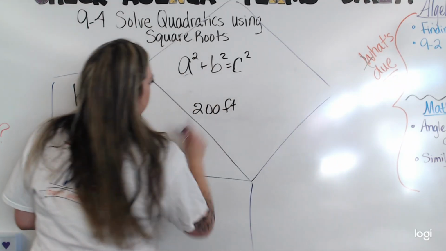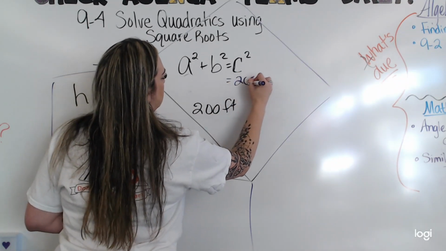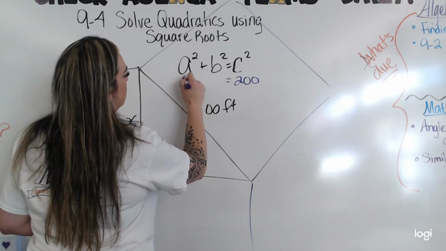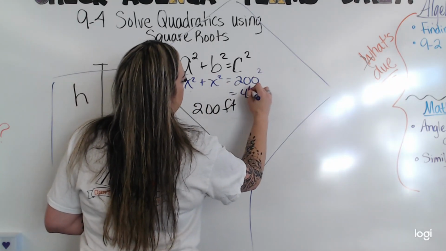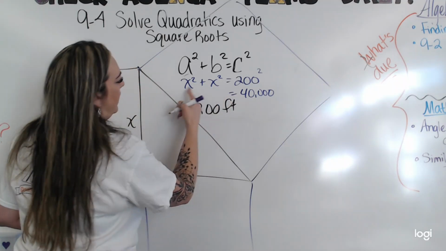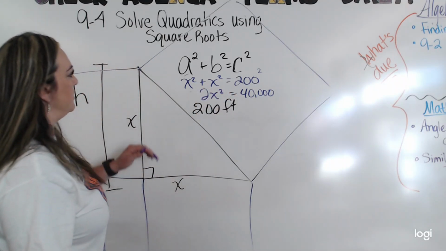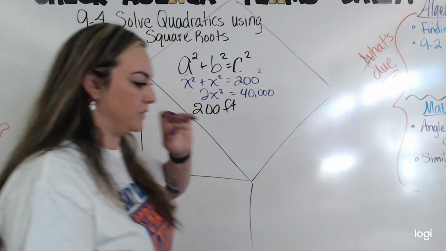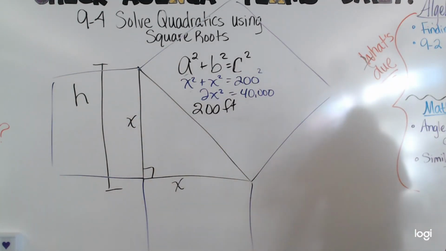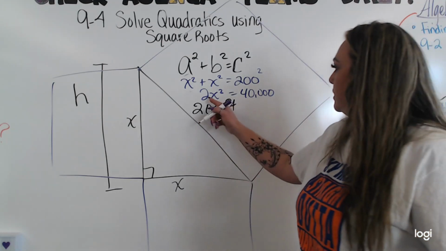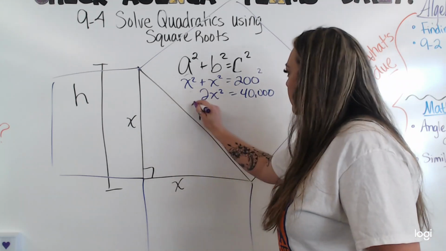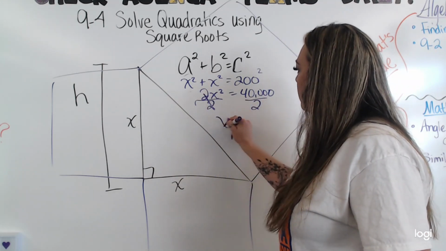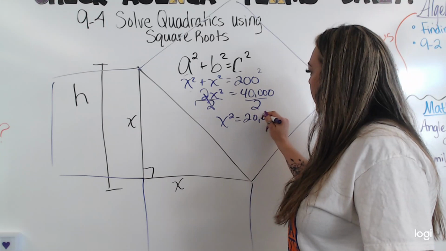So if we evaluate this, 200 squared gives us 40,000, and this is 2x squared, right? So now it's looking like that ax squared equals c format. So then divide both sides by 2. Just going to erase this. Solving like we normally would, we get x squared equals 20,000.